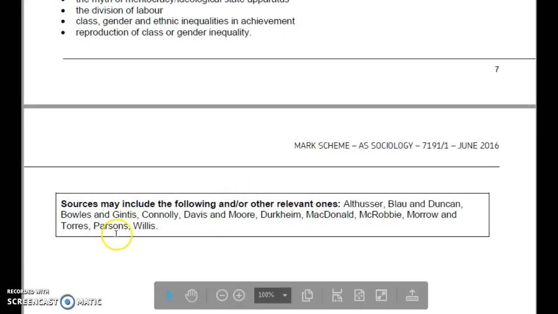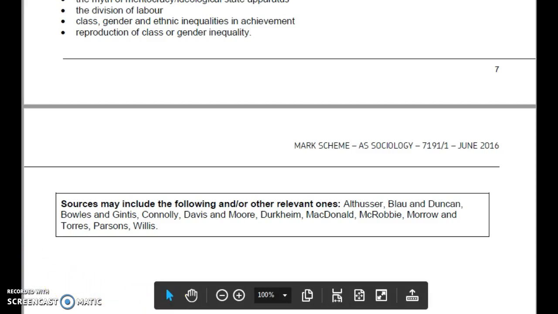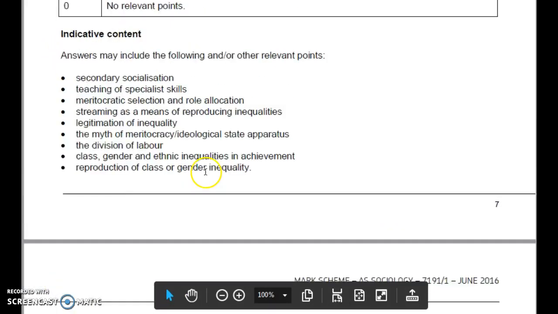A couple of studies you may refer to will bulk up your knowledge and give you a little more to write about. I would expect students to know the popular ones: Althusser with the ISA, Blau and Duncan with human capital, Bowles and Gintis with the correspondence principle, Davis and Moore with role allocation, Durkheim with specialist skills, feminists such as Abbott and Wallace on reproduction of gender inequality, Parsons with secondary socialisation, and Willis with the working class lads. That is roughly what the mark scheme looks like.